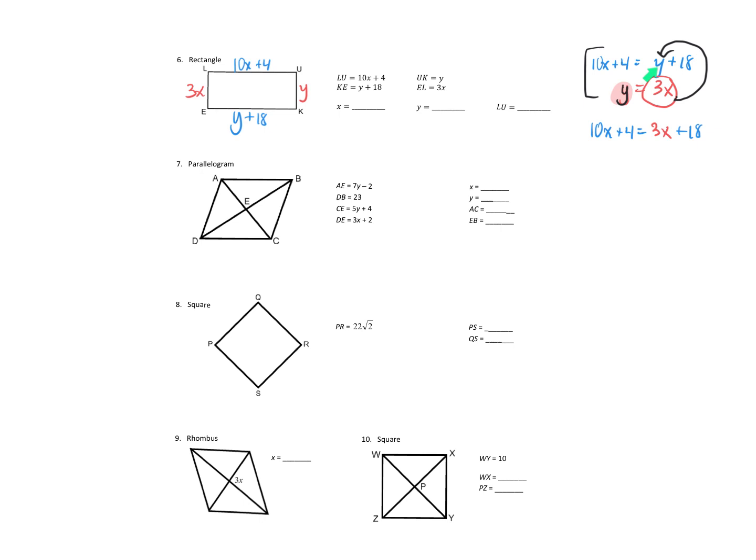10x plus 4 equals y plus 18. But y is 3x. Now we can solve this equation because it only has one variable. So we'll subtract 3x from both sides. We'll subtract 4 from both sides, divide both sides by 7, and x is equal to 2. And then just come full circle to the circle. Tells you exactly how to find y. Y is 3 times x. So if x is 2, y is 3 times 2, which is 6.